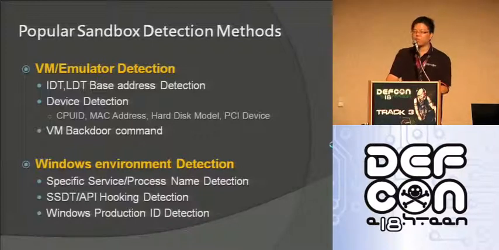So it's very easy for malware to recognize whether they are in a VM environment or emulator. And then, in addition to VM emulator detection, they can also check whether they are in a sandboxing Windows environment or not. Because in a sandboxing Windows environment, you tend to have specific services and specific process names. So they can try to check whether these specific processes or service names are there or not. Also, they can try to detect whether the kernel mode SSDT or user mode API hooking is present or not. And then after all, the last one is very trivial but works very effectively.